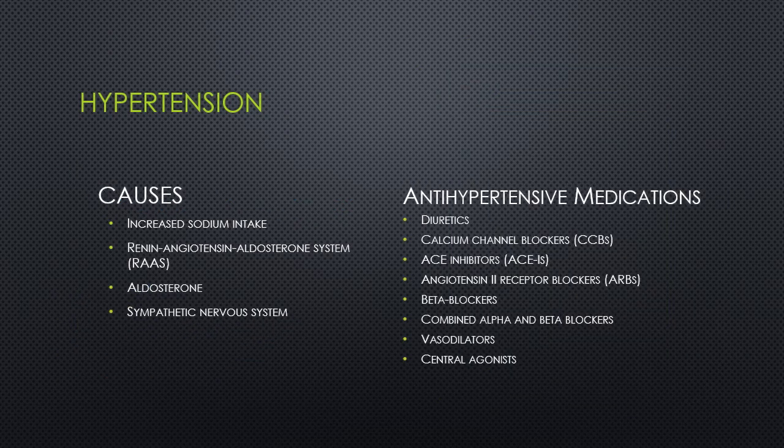So the underlying causes or things that can cause high blood pressure, again, increased sodium intake because water follows salt, activation of the RAS system, aldosterone, which is part of that RAS system, or just aldosterone on its own because it signals the kidneys to hang on to salt and therefore water, and increases the circulating volume. And then activation of the sympathetic nervous system, so alpha activation causes peripheral vascular resistance to increase, and beta 1 activation causes an increase in cardiac output. So all of those things can increase your blood pressure.